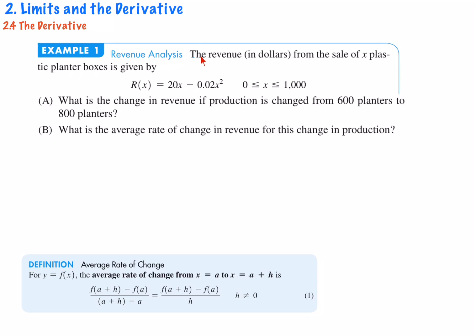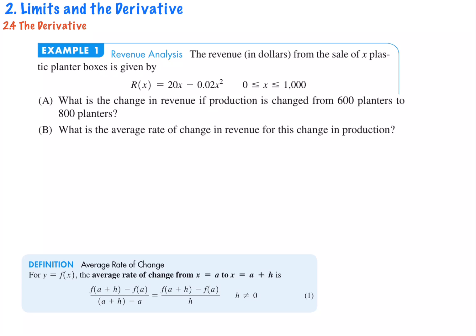Okay, so the revenue analysis. The revenue in dollars from the sale of x plastic planter boxes is given by R of x equal to 20x minus 0.02x squared. What is the change in revenue if production is changed from 600 planters to 800 planters? So the x stands for how many planters we have.